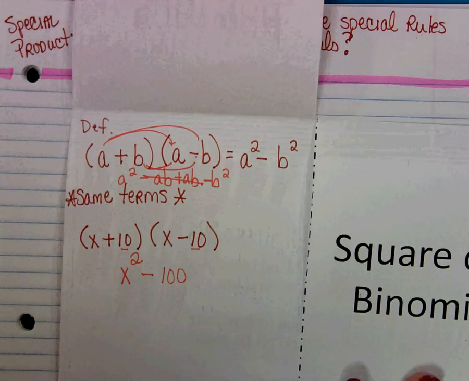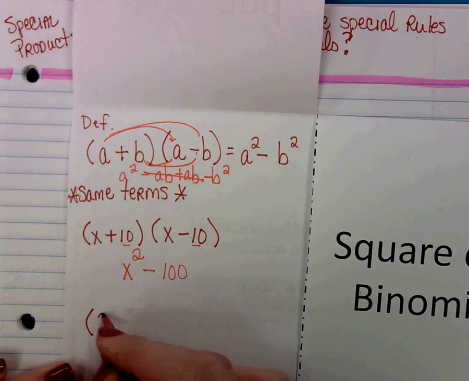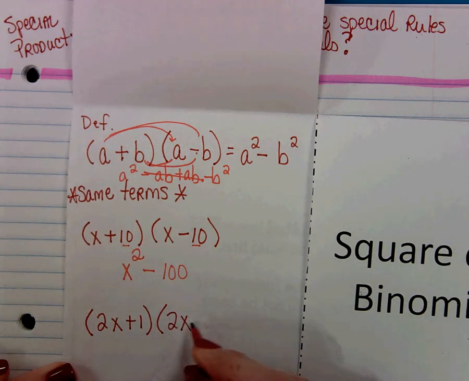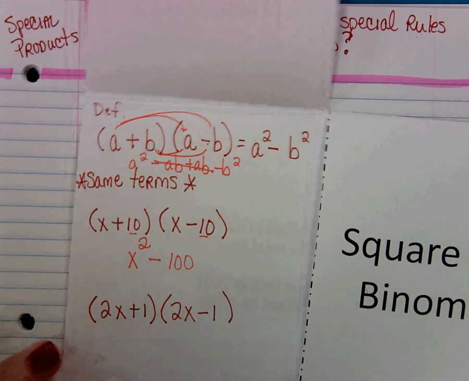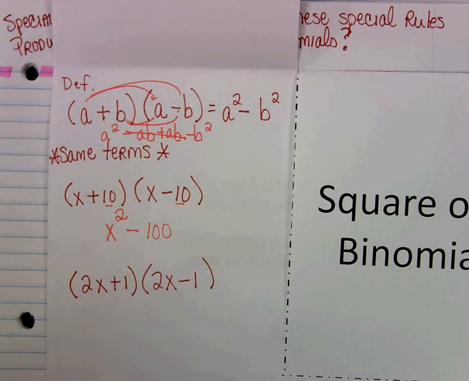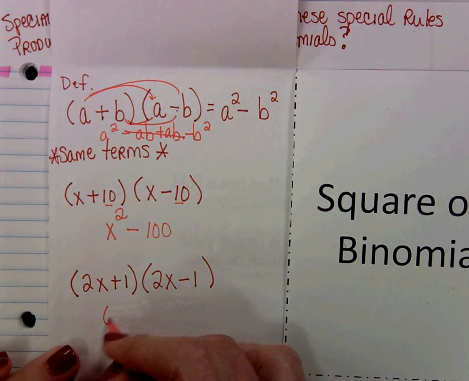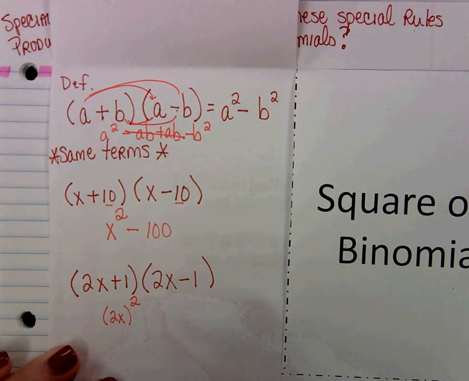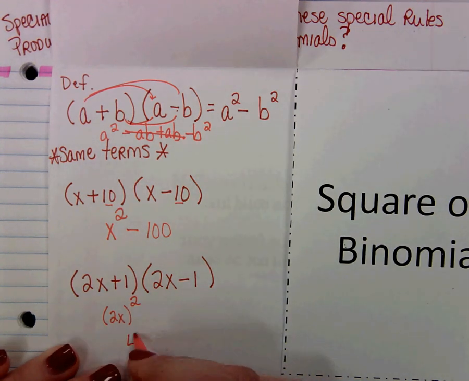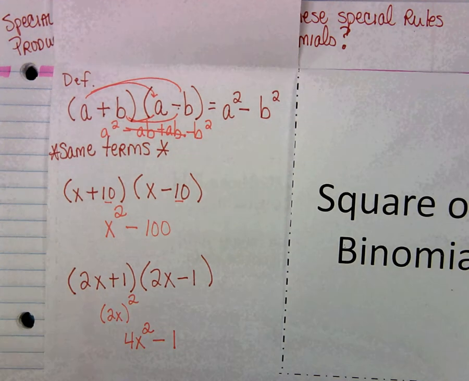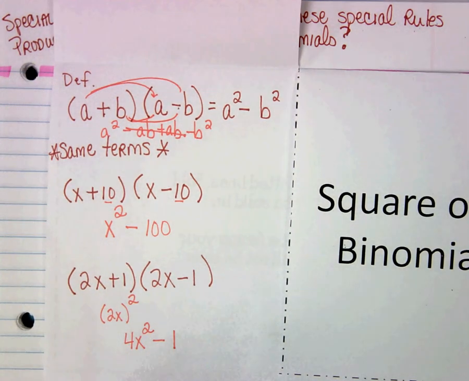Here's one that's maybe a little bit different, a little bit more complicated. If I have 2x plus 1 times 2x minus 1. Again, I have the same terms. One is adding, one is subtracting. So all I have to do is square each term. Now I want you to think about it. If we square 2x, what do we get? We should get 4x squared. And if we square the 1, then we just get 1. So 4x squared minus 1. Sum and difference pattern.